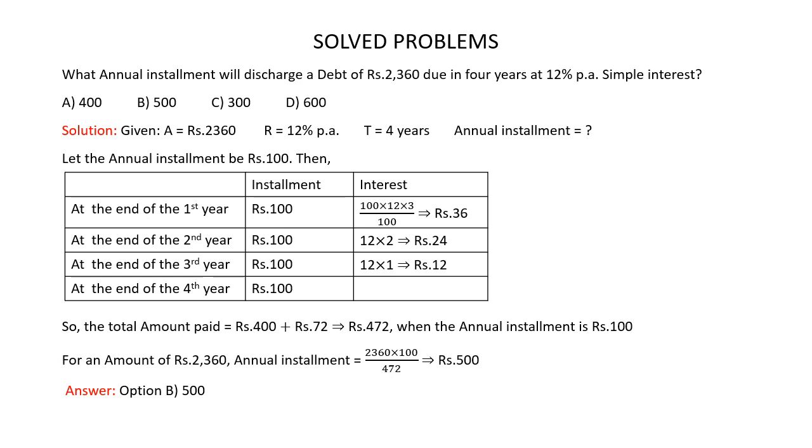Now we are asked to find what is the annual installment when the amount is rupees 2360. So if the amount is rupees 472, then annual installment is 100. If the amount is rupees 2360, then annual installment is equal to 2360 multiplied by 100 divided by 472. On solving this, we get the annual installment as rupees 500. The correct answer is option B, 500.